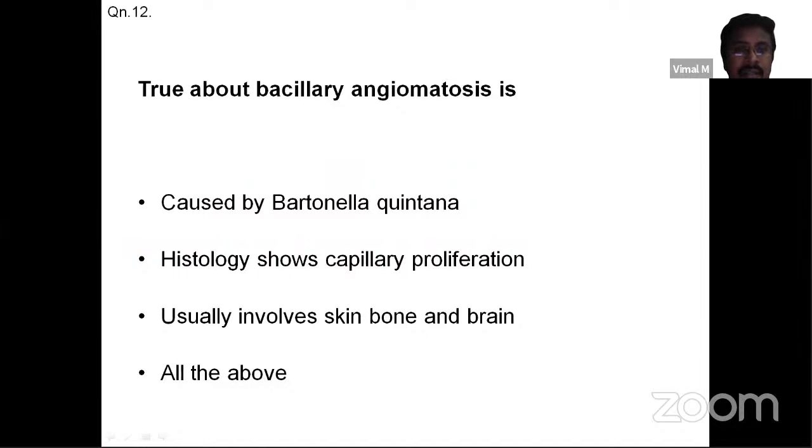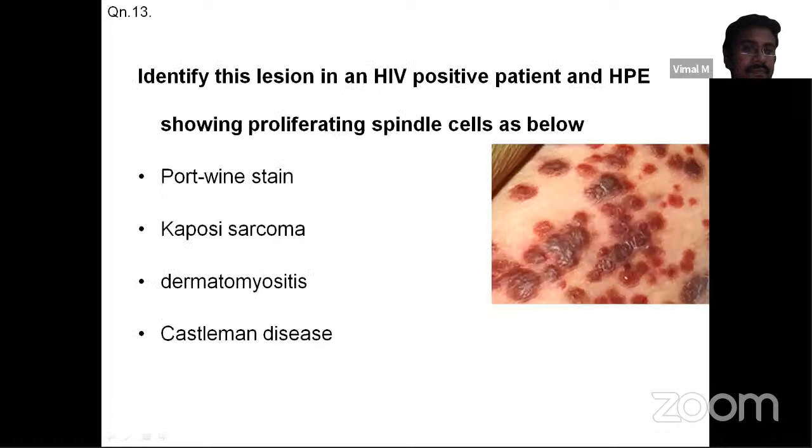Now moving on to the other question. True about bacillary angiomatosis caused by Bartonella quintana: the histology shows capillary proliferation, usually involves the skin, bone, and brain. And you now know the answer. It is all of the above. Now let us see this question.